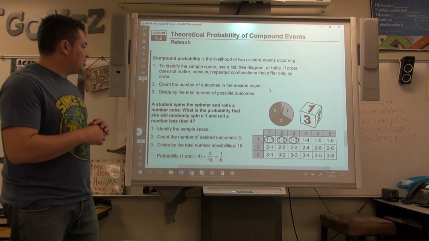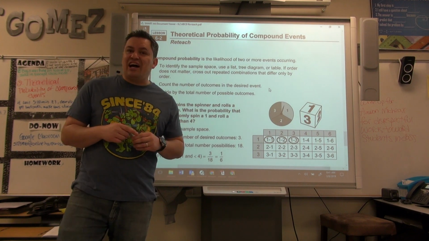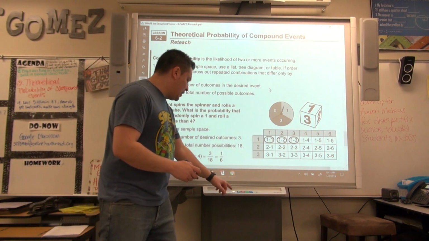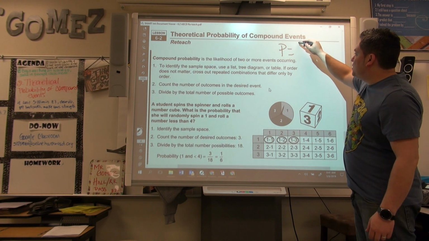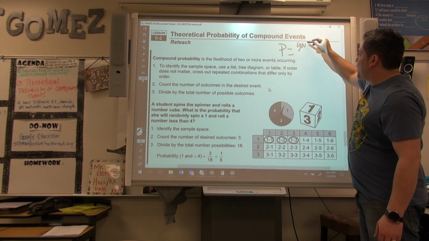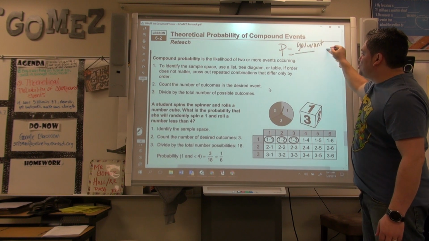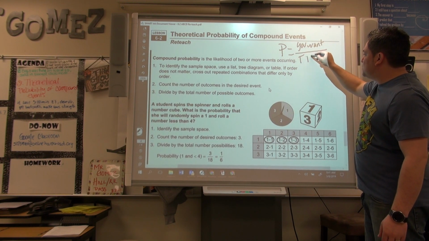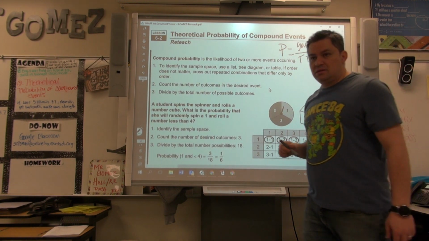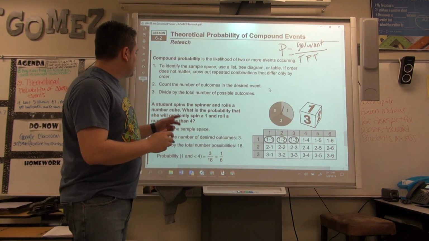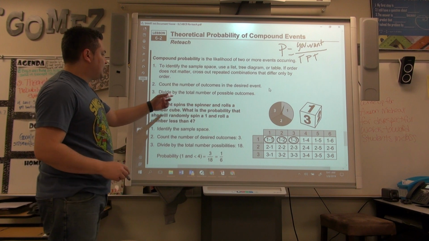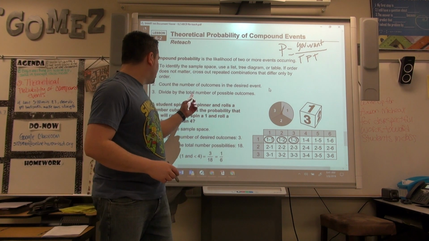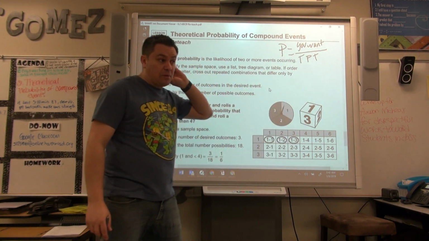Then number two, count the number of outcomes in the desired event. Remember, the formula is P equals whatever you want to happen over the total possible things. So number two will be on top, divided by the total number of possible outcomes, which will be number three on the bottom.